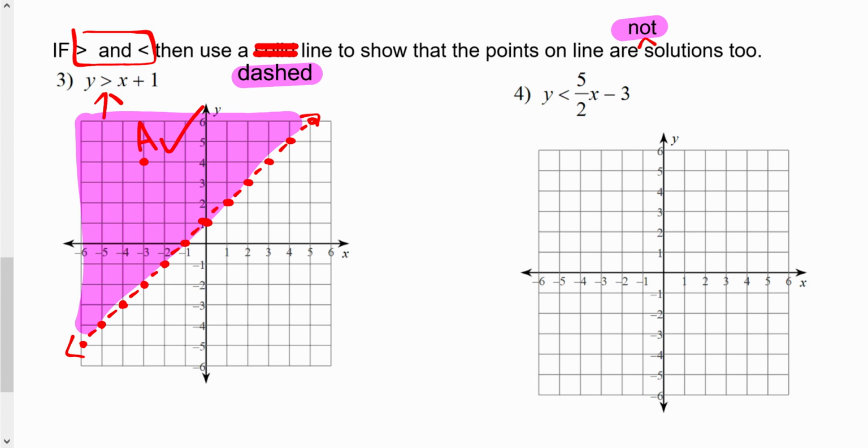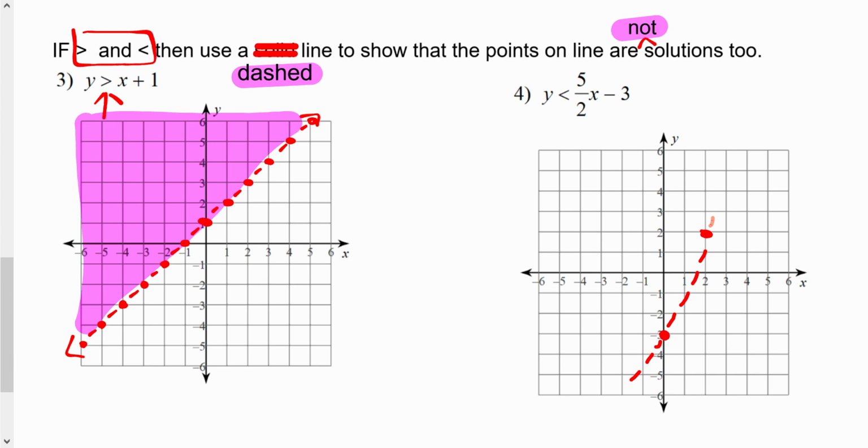And let's go through and take a look at number 4. Y is less than 5/2 x minus 3. So we have the y-intercept at -3, and we would go up 5 and over 2. Gets us our second dot. And we draw our dashed line. Now, you can see that that is kind of crooked.